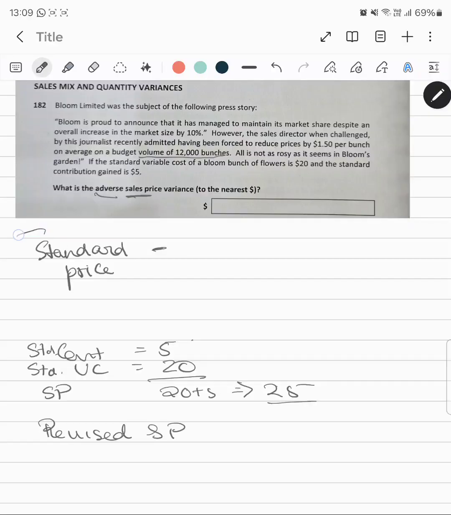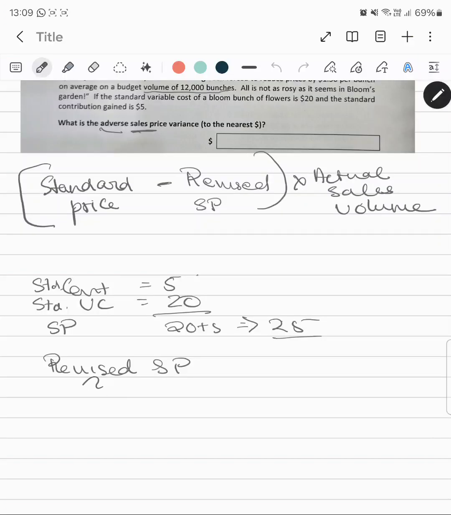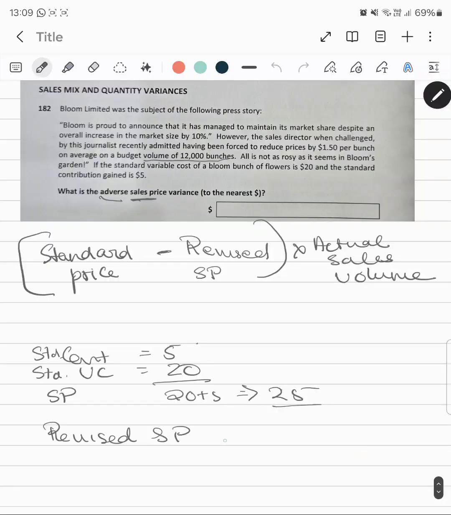Okay, so if my standard selling price is 25, then what is my revised selling price? First of all, the formula is standard price minus revised selling price, into actual sales volume. So first we need to find the revised sales price. It is given that the sales director has been forced to reduce the prices. So the revised selling price is 25 minus the reduction of 1.5, which gives me 23.5. So this is my reduced selling price, and my formula over here should be 25 minus 23.5.